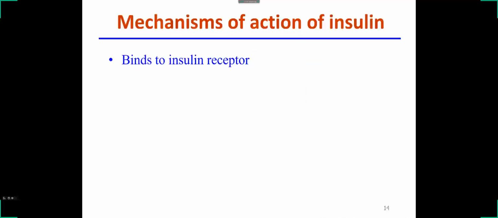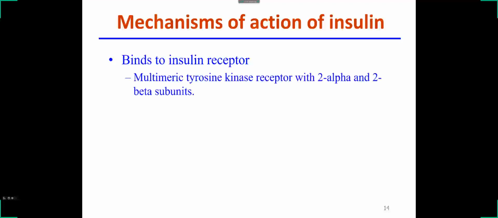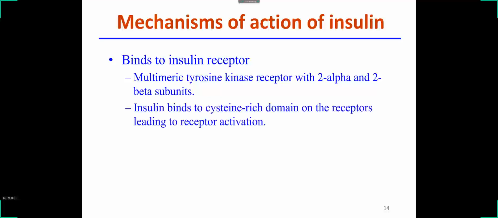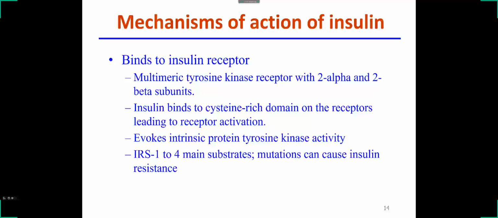So it binds to the insulin receptor. This multimeric tyrosine kinase receptor has these 4 subunits that I talked about. Insulin specifically interacts with those cysteine-rich domains, and it evokes this intrinsic tyrosine kinase activity. Downstream targets include these IRS proteins, 1 to 4. And remember, some of the mutations in the IRS proteins were responsible for the monogenic diabetes. If you remember, we talked about that yesterday.